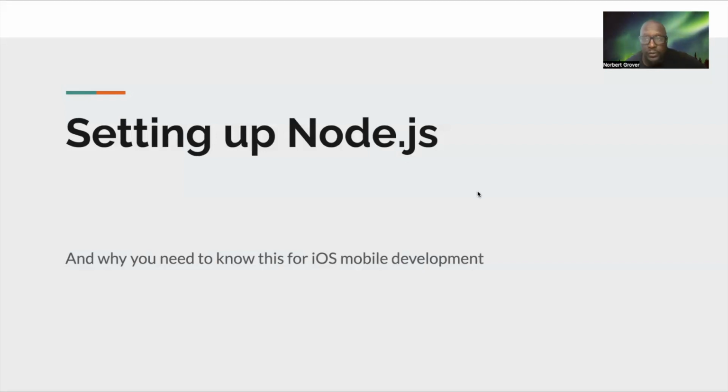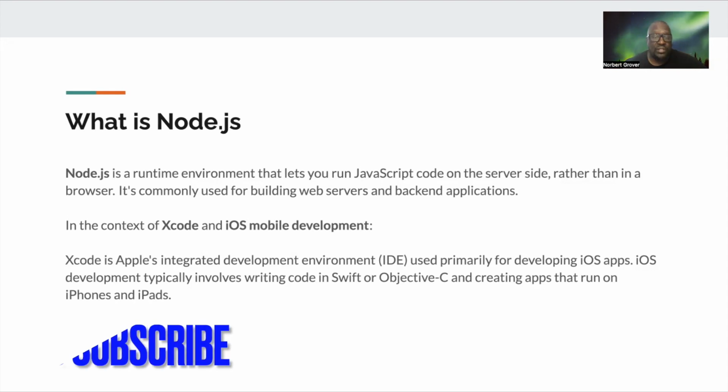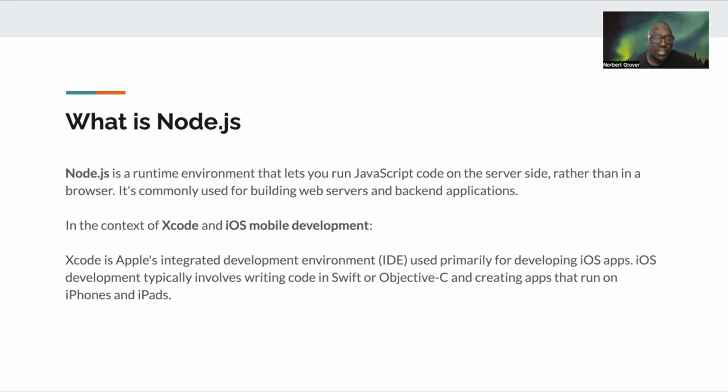So basically, what is Node.js? Node.js is a runtime environment that lets you run JavaScript code on the server side rather than in a browser. It's commonly used for building web services, web servers, and backend applications. So in the context of Xcode and iOS mobile development, Xcode is Apple's integrated development environment used primarily for developing iOS apps. iOS development typically involves writing code in Swift or Objective-C, creating apps that run on iPhones or iPads.